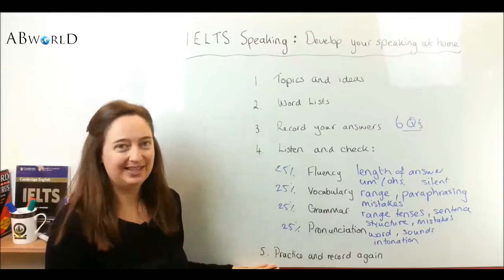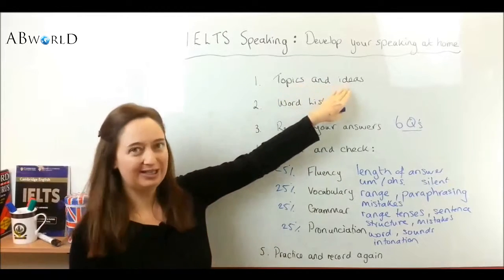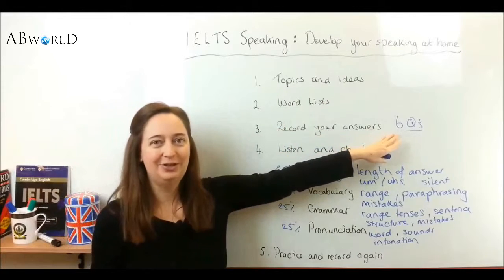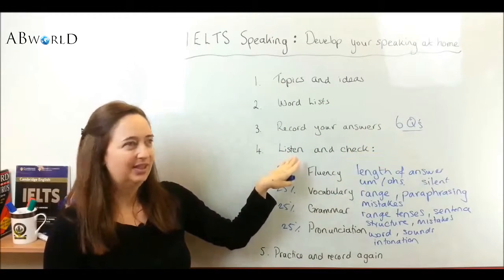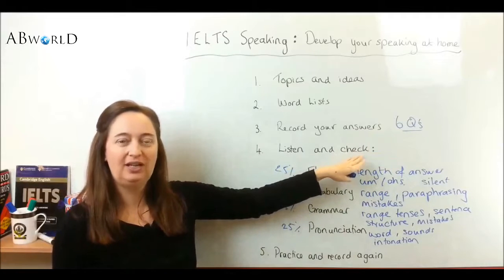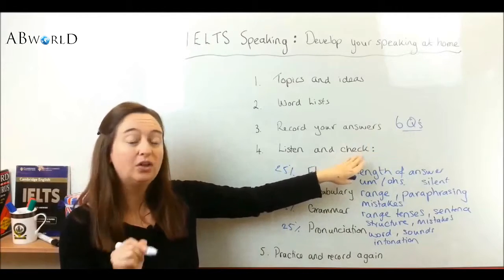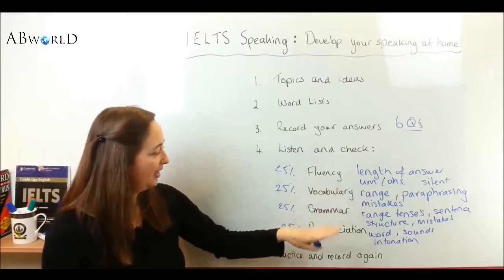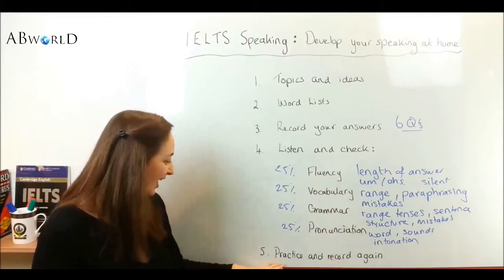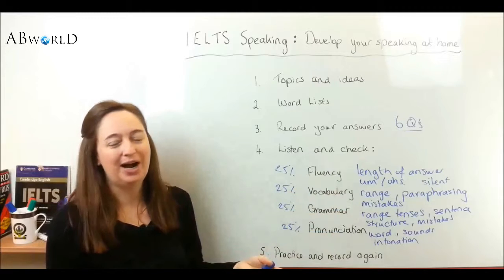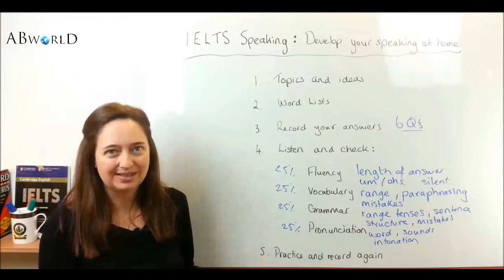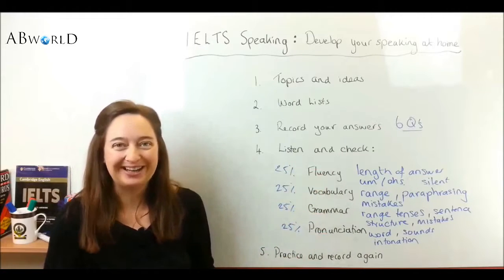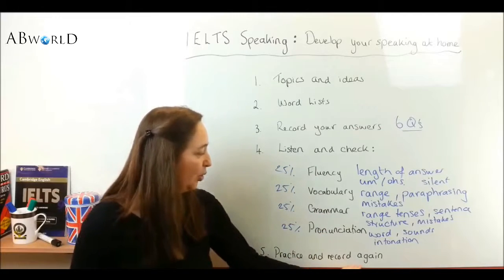Now the last thing, once you have got your topics and your ideas, you've got your vocabulary for the topic, you have your questions and you record them, you listen, you check your answer. Don't forget you can write down the answer to check what you say. Write down the words you're using. Check your fluency, vocabulary, grammar and pronunciation. And then, after that, practice. Practice and practice. Find your weakness. Get rid of your weakness. Improve your strengths. And you can practice and record again.